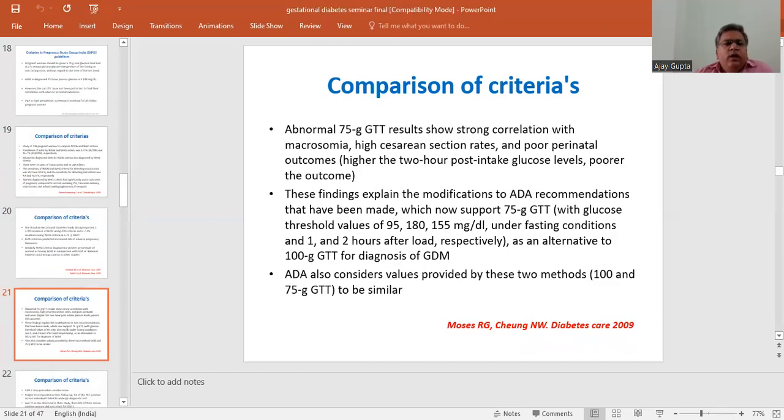Now coming again to the comparison of criteria, the 75-gram OGTT result shows strong correlation with macrosomia, high cesarean section rate and poor perinatal outcome. These findings explain the modification of the ADA recommendation, which now supports the 75-gram glucose tolerance test, with threshold values of 95, 180 and 155 milligram at fasting, 1 and 2 hours after glucose load, as an alternative to the 100-gram oral glucose tolerance test for diagnosis of GDM. ADA also considered the values provided by these two methods to be similar.